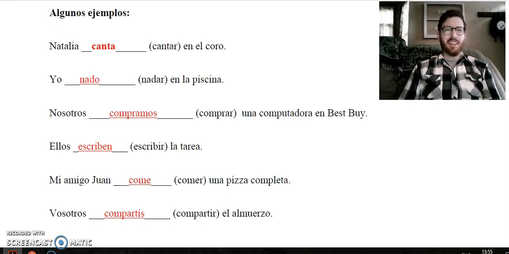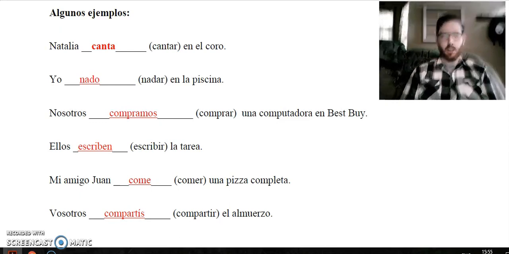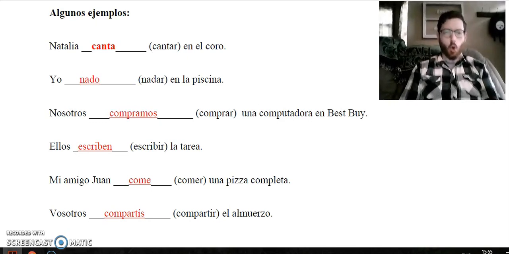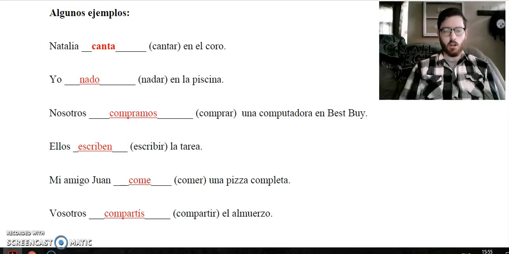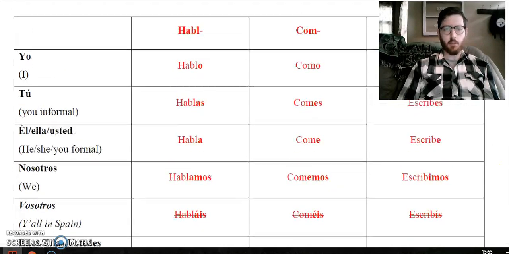For Natalia, it would be Natalia canta en el coro. Natalia sings in the choir. Yo nado en la piscina. I swim in the pool. Nosotros compramos una computadora en Best Buy. We buy a computer at Best Buy. Ellos escriben la tarea. They write the homework. And then mi amigo Juan come una pizza completa. My friend Juan eats an entire pizza. And the last one is a bonus, so to speak. Like I said, vosotros we don't really care about, but it would be vosotros compartís el almuerzo. You all share lunch.